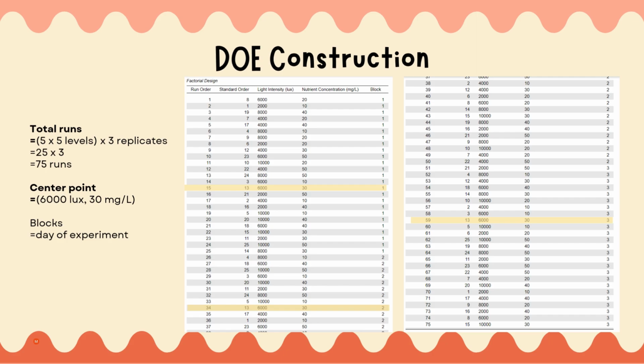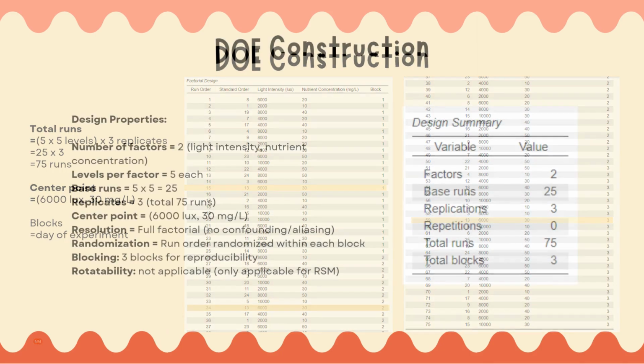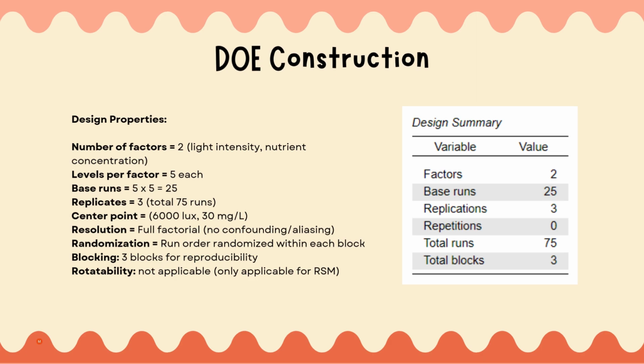So this table is directly generated by JMP, and randomization was also conducted for all of the values of each level for each factor. Okay, so just to summarize all of the design properties for this experiment, we will be having two factors to be studied, which are light intensity and nutrient concentration, and they will each have 5 levels. So in total we will have 25 base runs, and this is calculated by multiplying the amount of levels from each factor. And other than that, we will be having 3 replicates for each value to be studied. So in total, we will have 75 runs.